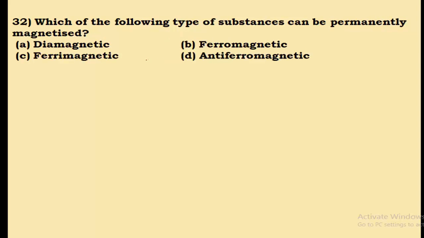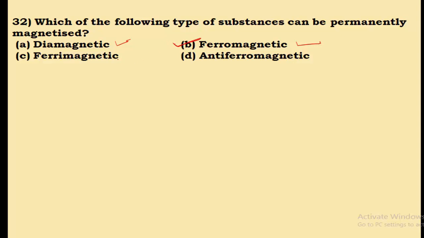Okay. 32. Which of the following types of substance can be permanently magnetized? As you know, diamagnetic substances are the substances which are not attracted or are weakly repelled by a magnetic field. Ferromagnetic substances are strongly attracted by a magnetic field, and even on removal of the magnetic field, they behave as permanent magnets. Okay, so it means they are permanently magnetized. So option B is the right one.